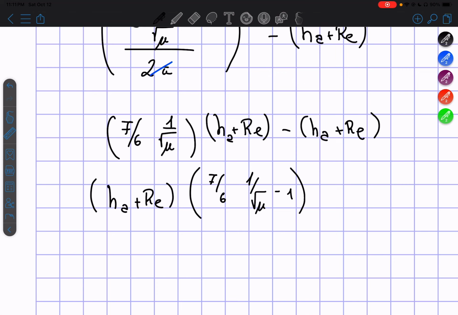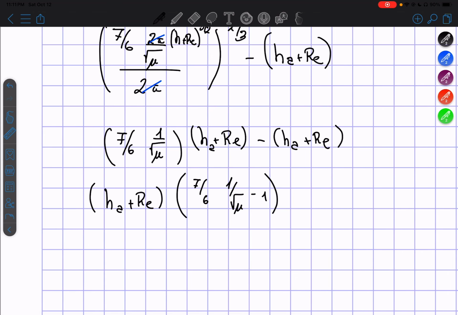I could simplify further, but it doesn't really make sense. So now let's solve this. I'm gonna plug it in a calculator, and then I'm gonna show it at the end. So let me cut that up real quick.